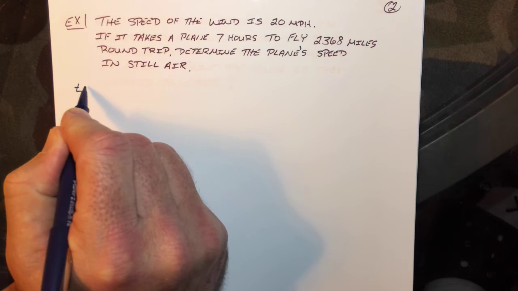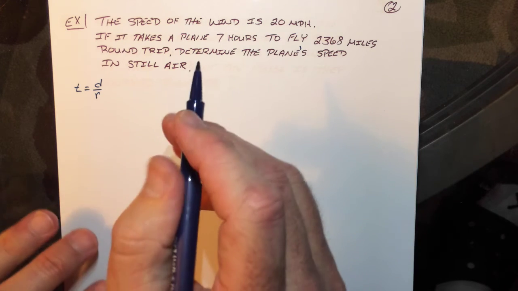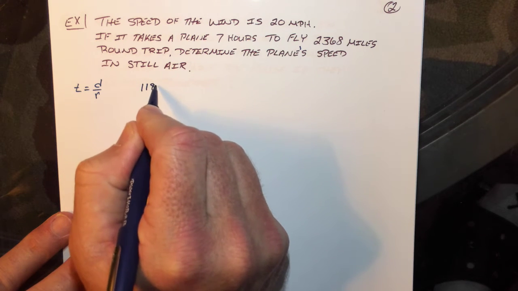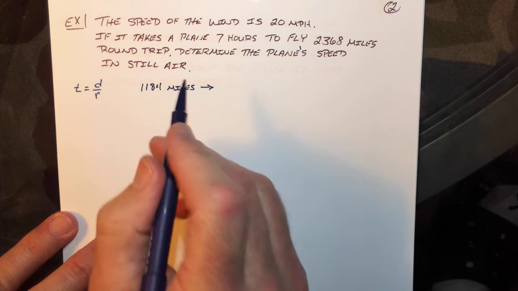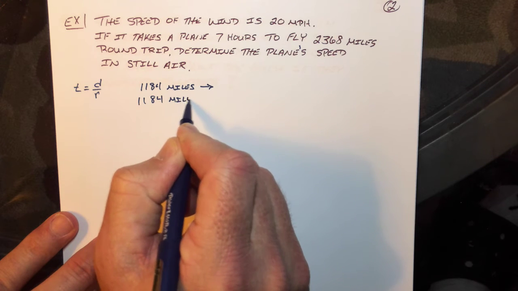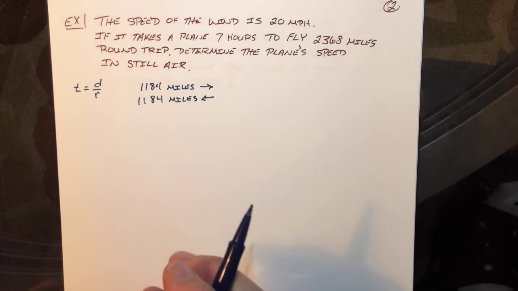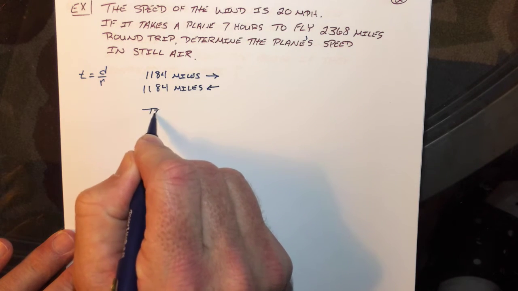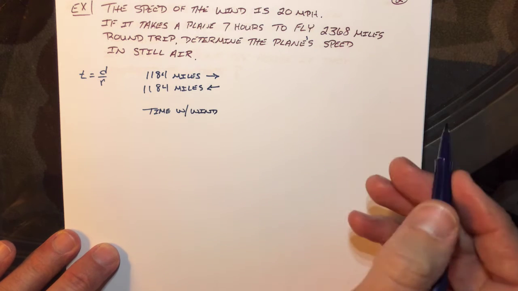So our setup is probably going to look something along those lines. So what do we know? Well, one way is 1,184 miles. Headed one way. And it's going to take us 1,184 miles to come back. Again, though, one's going to take a little bit longer than the other. We know it's a total of 7 hours. So one way we could set this up is we could go time with the wind and then time against the wind.